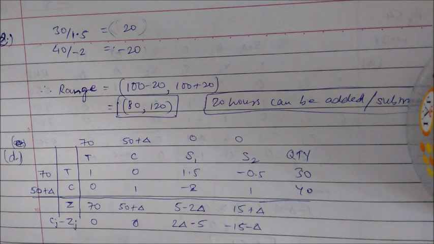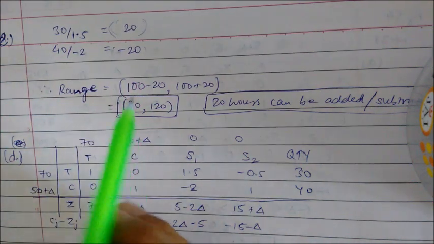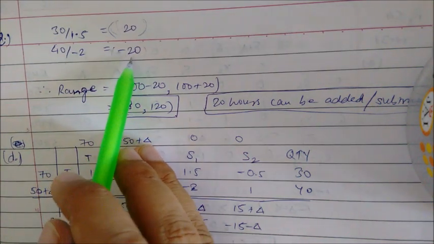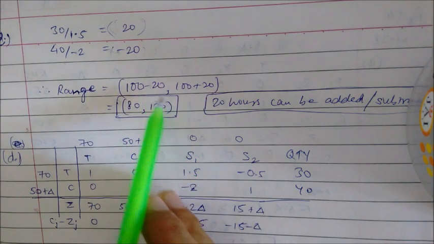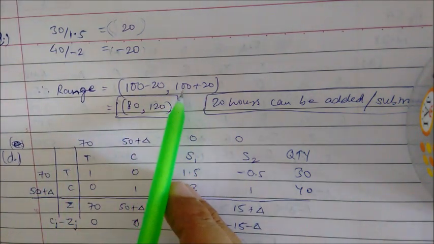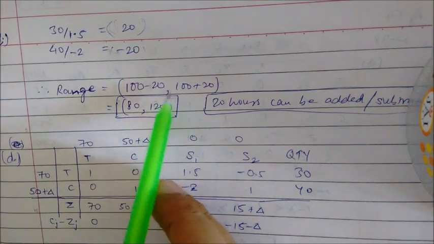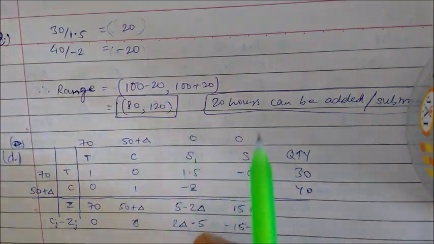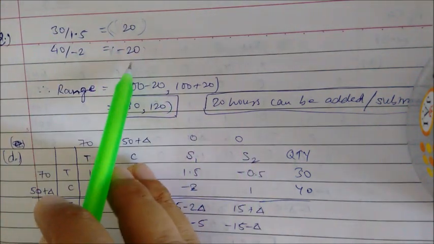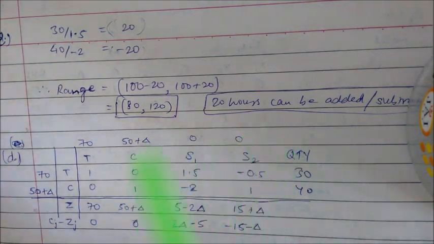Now you might be confused over here because the values of both of these are 20 and minus 20. Supposing the value of this was minus 30, we would have added 30 over here and not subtracted 30 from here, just to make that more clear. So if there was minus 30 over here, the range would have been 100 minus 20 to 100 plus 30, that is 80 to 130. In this case, however, it is 20 and minus 20, so our range will be 80 to 120. So 20 hours can be added to or subtracted from our painting hours in order to have the same basis solution.